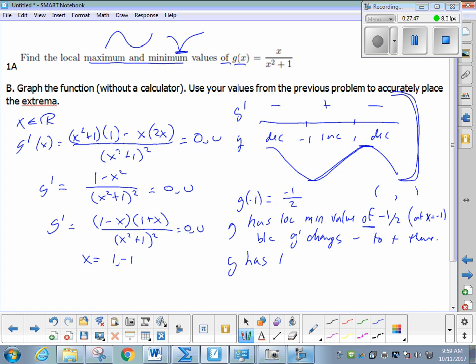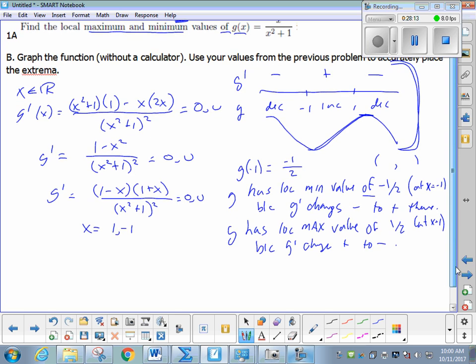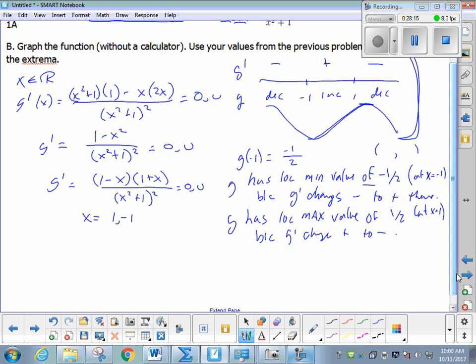G has a local max value of, I think it's +1/2 at x equal 1, because g prime changes positive to negative. Okay? Do you have to specify local max or min if you say at x equals -1 there's a minimum value? That's a good question. The AP is pretty liberal as far as that goes. Besides the fact that we haven't covered absolute versus local min.